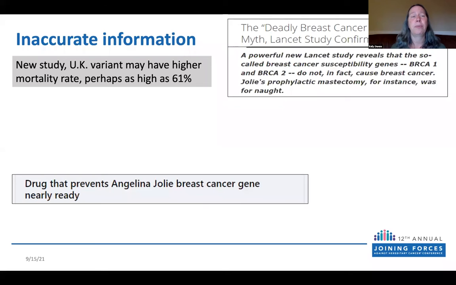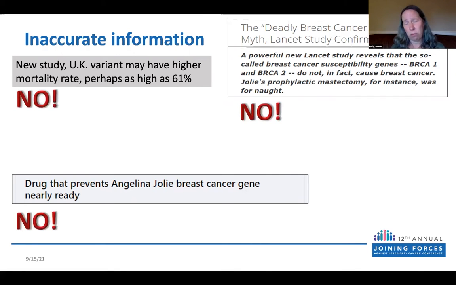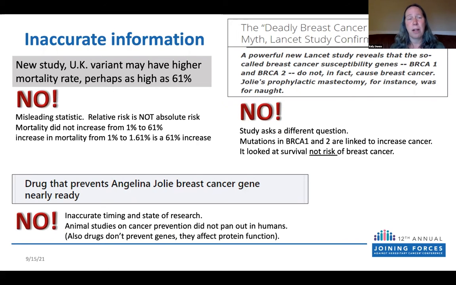So here's several. New study of UK variant, this is referring to COVID variants, may have a higher mortality rate, perhaps as high as 61%. Deadly breast cancer gene is a myth, and drug that prevents Angelina Jolie breast cancer gene nearly ready. So in each of these cases, no, these are not accurate headlines at all. And they're not accurate for the following reasons.